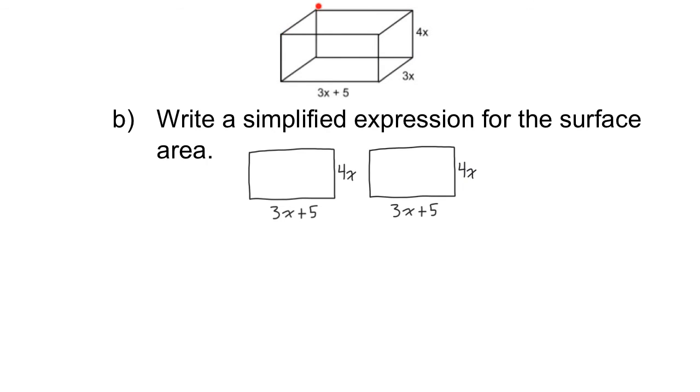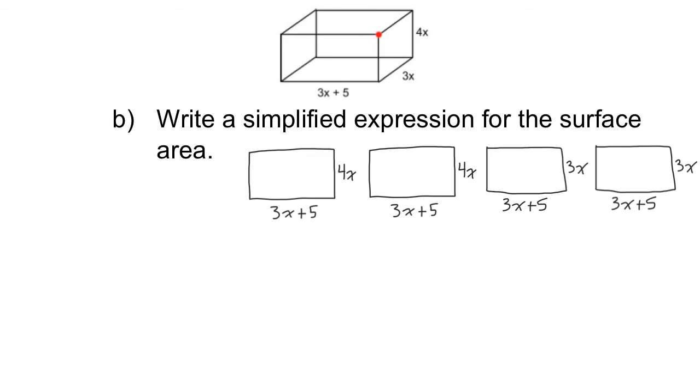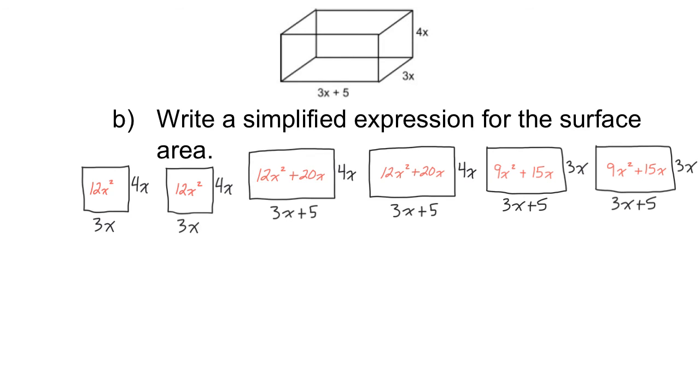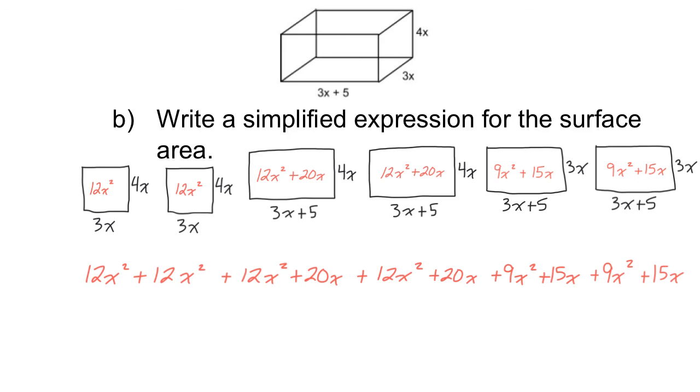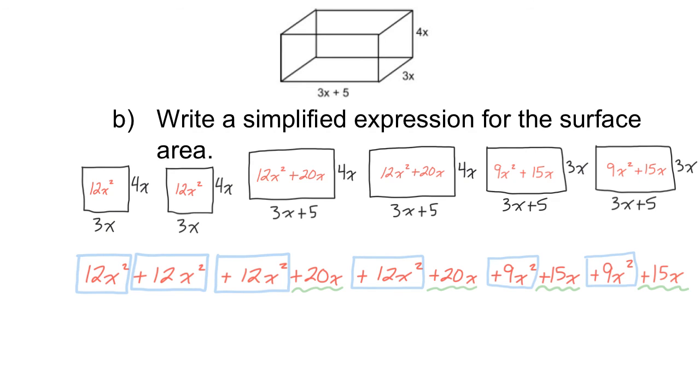The top and the bottom faces, we have 2 the same. So this is 3x plus 5 by 3x. Then we have the faces on the sides. There are 2 of those, 4x by 3x. So those are our 6 different faces. We can find the area of each by doing length times width. And you should end up with this for each. And then you can add all those areas together to get your total surface area.